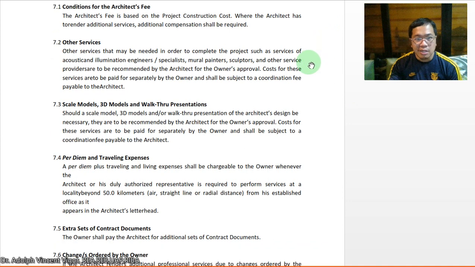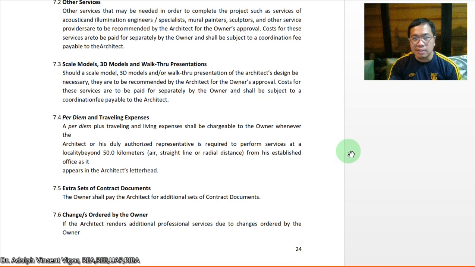And we have here the per diem and traveling expenses. A per diem plus traveling and living expense shall be chargeable to the owner whenever the architect or his authorized representative is required to perform services in a locality beyond 50 kilometers. It's the air, straight line, radial distance from the established office as it appears in the architect's letterhead.